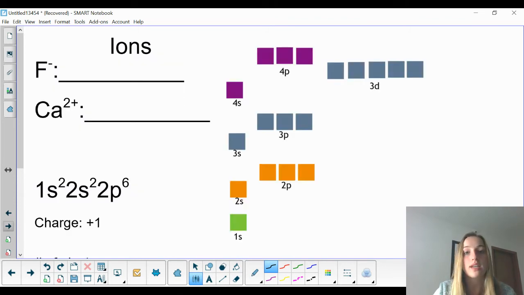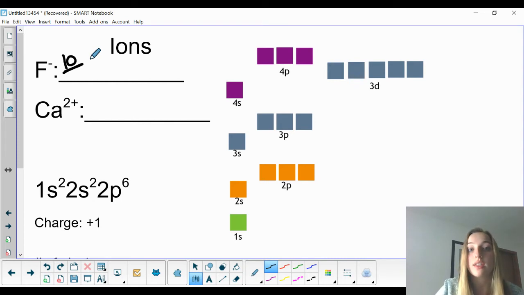So 2 quick examples for you guys, and then one little bonus challenge for those of you who are up for it. If we're looking at fluorine with a -1 charge, first, we need to figure out how many electrons we have. So find fluorine again on our periodic table. Fluorine has 9 electrons when it's neutral. So when we have a -1 charge, we're going to have 1 extra electron. We're going to have 10 electrons.